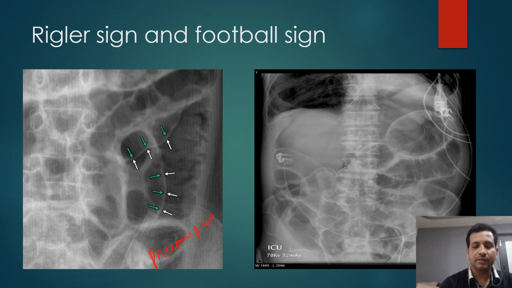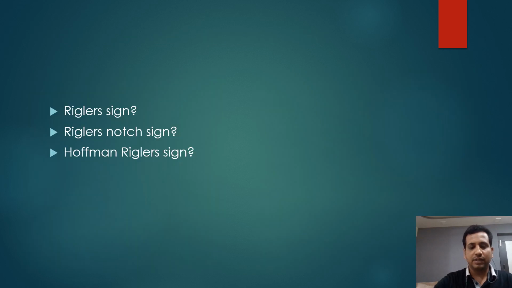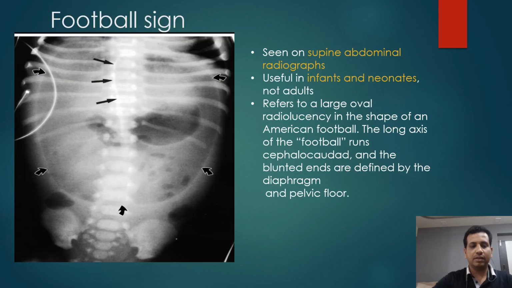Okay. And then this is the football sign, second image. There are some signs similar in name to Rigler sign, like Rigler notch sign and Hoffman-Rigler sign. These all three are different signs. Coming on to football sign. Football sign is seen in abdominal radiographs, and it is useful in infants and neonates and not in adults.